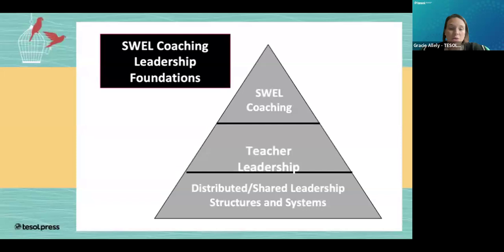The SWELL coaching model is based on these leadership foundations, the base being distributed and shared leadership structures and systems. And then building upon that, valuing and having teacher leadership built in. And then lastly, the SWELL coaching, which we'll be talking about in a minute.